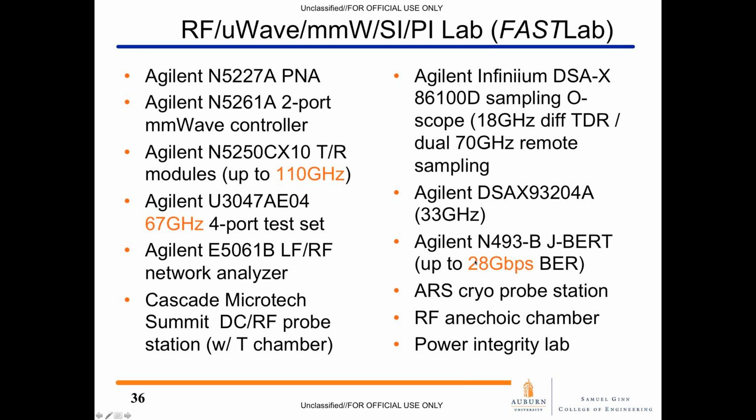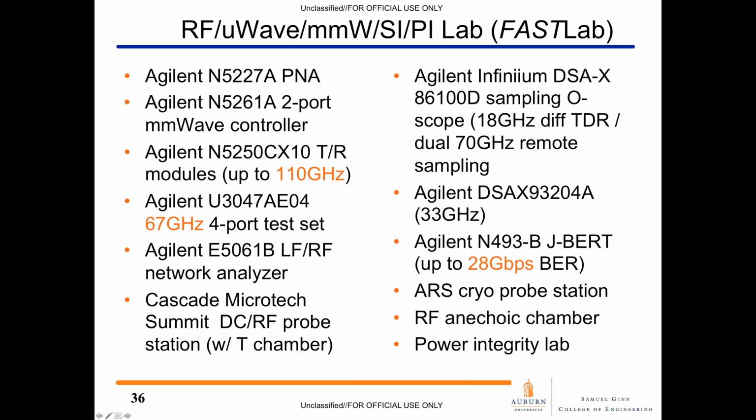In terms of digital data, we've got a 28 gigabit per second capable BERT from Agilent. We also have a cryo probe station for characterizing at low temperatures. We can get down to 9 Kelvin with that. We also have, I don't mention it on here, a probe station that's capable of going up to above 300 degrees C. So we can span a very large frequency range and a very large temperature range.